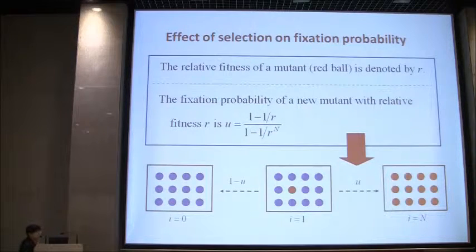Effect of selection on fixation probability. Here we define a red ball as a mutant, and the relative fitness of a mutant is denoted by R. So we can calculate the fixation probability of a new mutant with relative fitness R, denoted as U. From the initial state where there is only 1 red ball in the whole population, there is probability U that it will convert to all red, and 1 minus U to all blue.